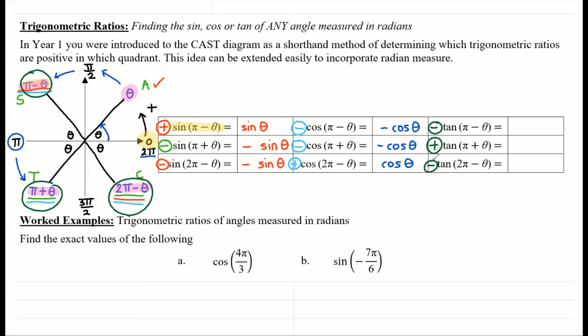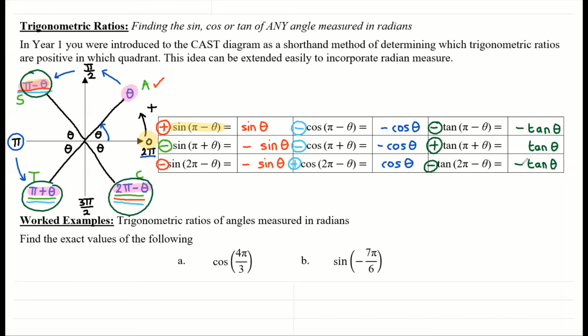To finish this off, these are all going to be equal to tan theta. But we've just got to be a little bit careful. They're all equal to tan theta, except the two negative values, where we're going to have to put a negative in front of them.